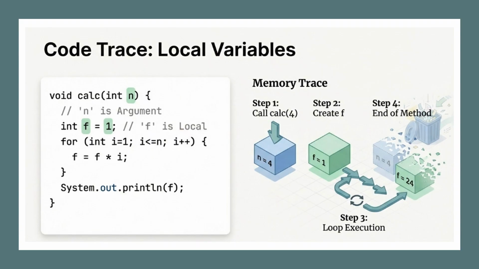The method receives n as an argument and creates a local variable f, which is updated inside the loop to calculate the factorial. For example, for n equals 4, the result becomes 24. Both n and f exist only during the method execution and are removed from memory once the method ends, demonstrating the temporary nature of local variables.